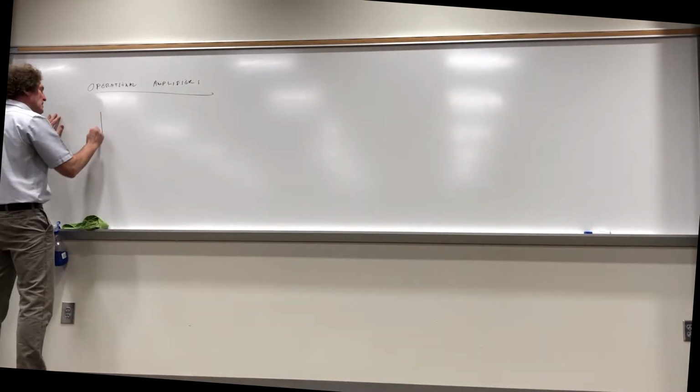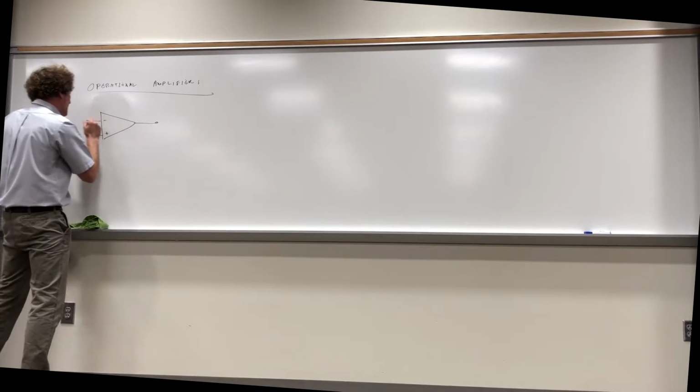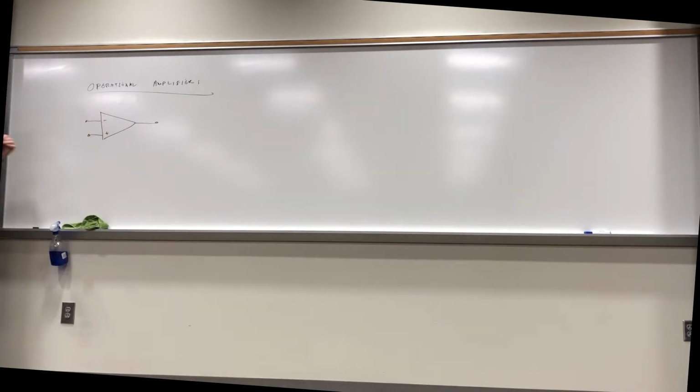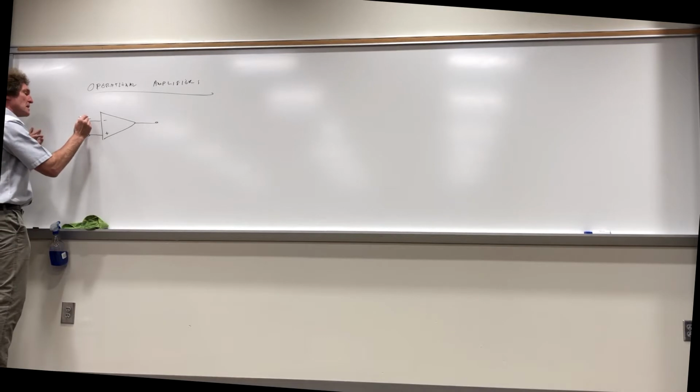When you start with an operational amplifier, this is what it looks like. You'll have a negative and a positive terminal, and that represents thousands of transistors, many other things. There are power supplies that aren't shown. But the general rule is no current in.